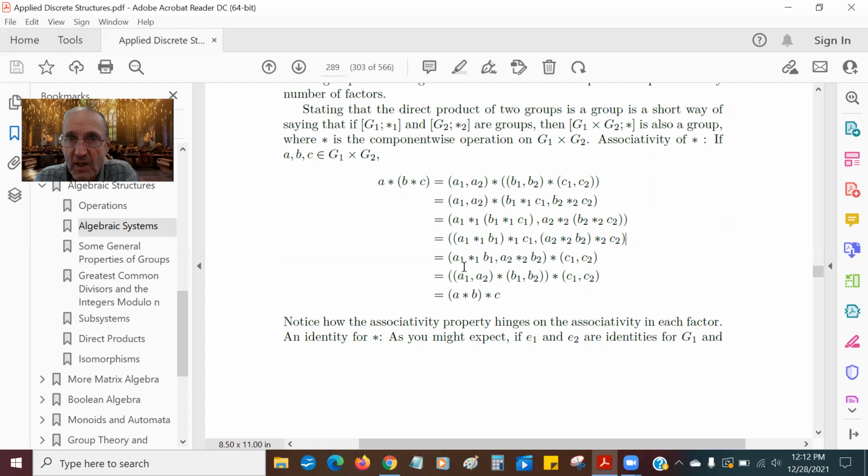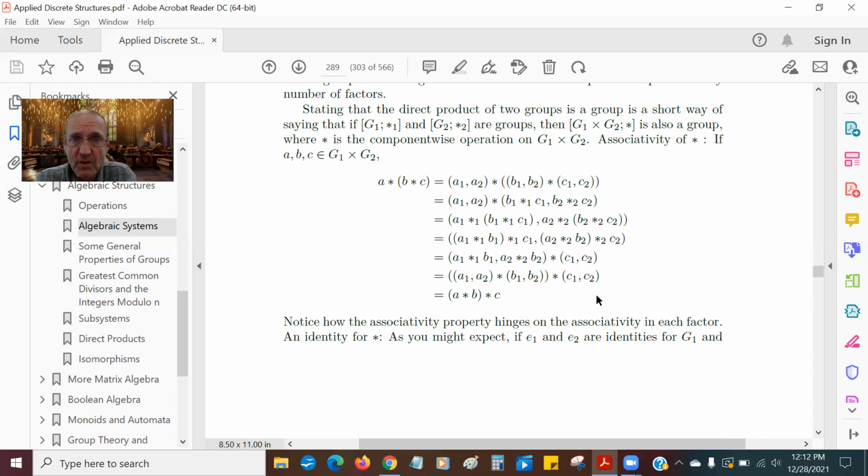Now the rest of it is just cleaning it back up, just putting it all back together. So this becomes (A1, B1), (A2, B2) star (C1, C2), which then becomes (A1, A2) star (B1, B2), and then star that with (C1, C2), which is just another way of saying A star B star C. So this whole long, messy thing just gave us the associative property.